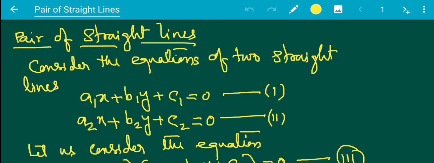Hello students, today we are going to start our new topic, that is pair of straight lines. Now, what is a pair of straight lines? A pair of straight lines is an expression which contains two straight lines.